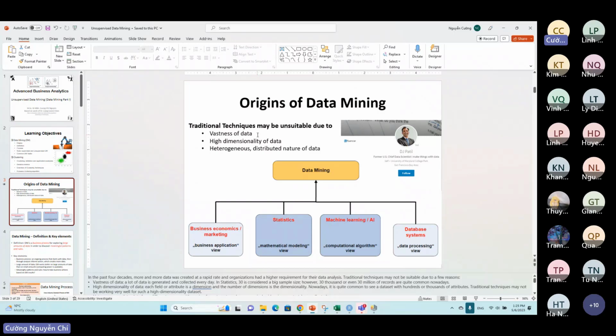That means you have a lot of data. When you have big data, as I already mentioned in the previous class, and your data has high dimensionality, that means your data has a lot of variables.